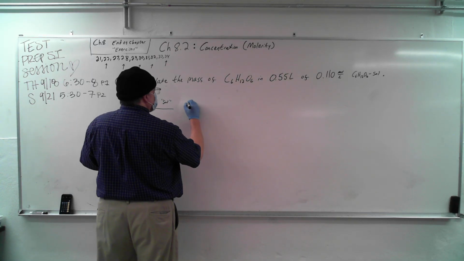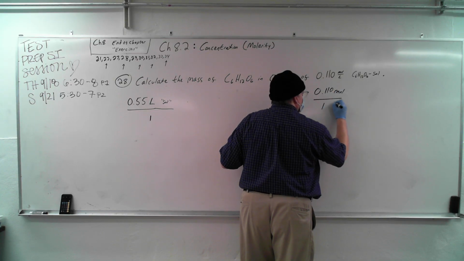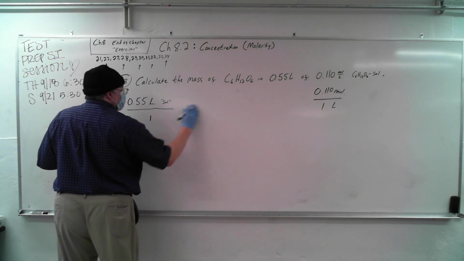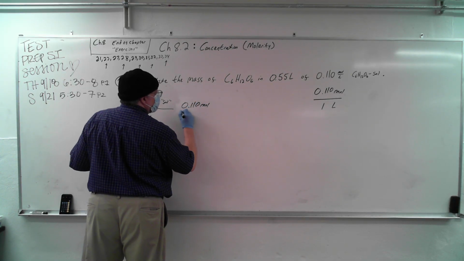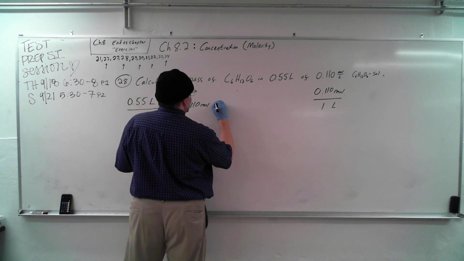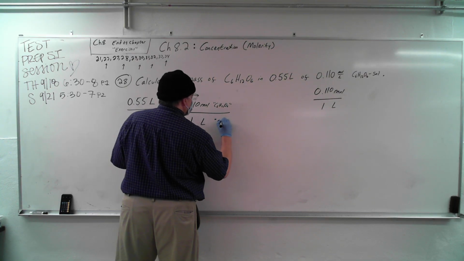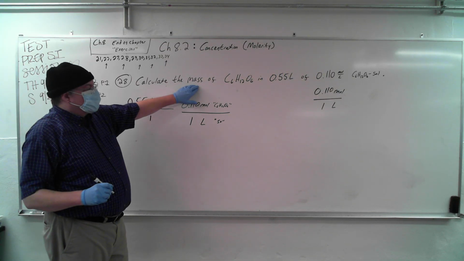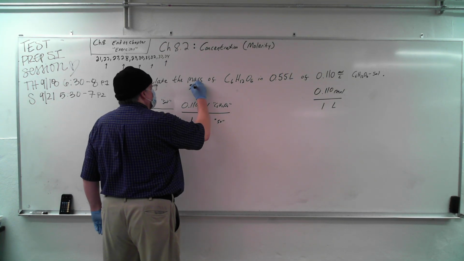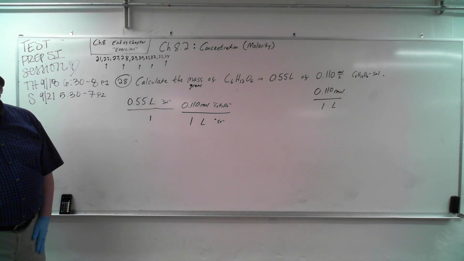Moles per liter, this means in 1 liter. This will make the liters cancel. Moles of that in 1 liter solution. So now we're in moles. Since we're trying to get the mass, that is grams, the only thing left is the grams per mole, and that'll tell us how many grams.